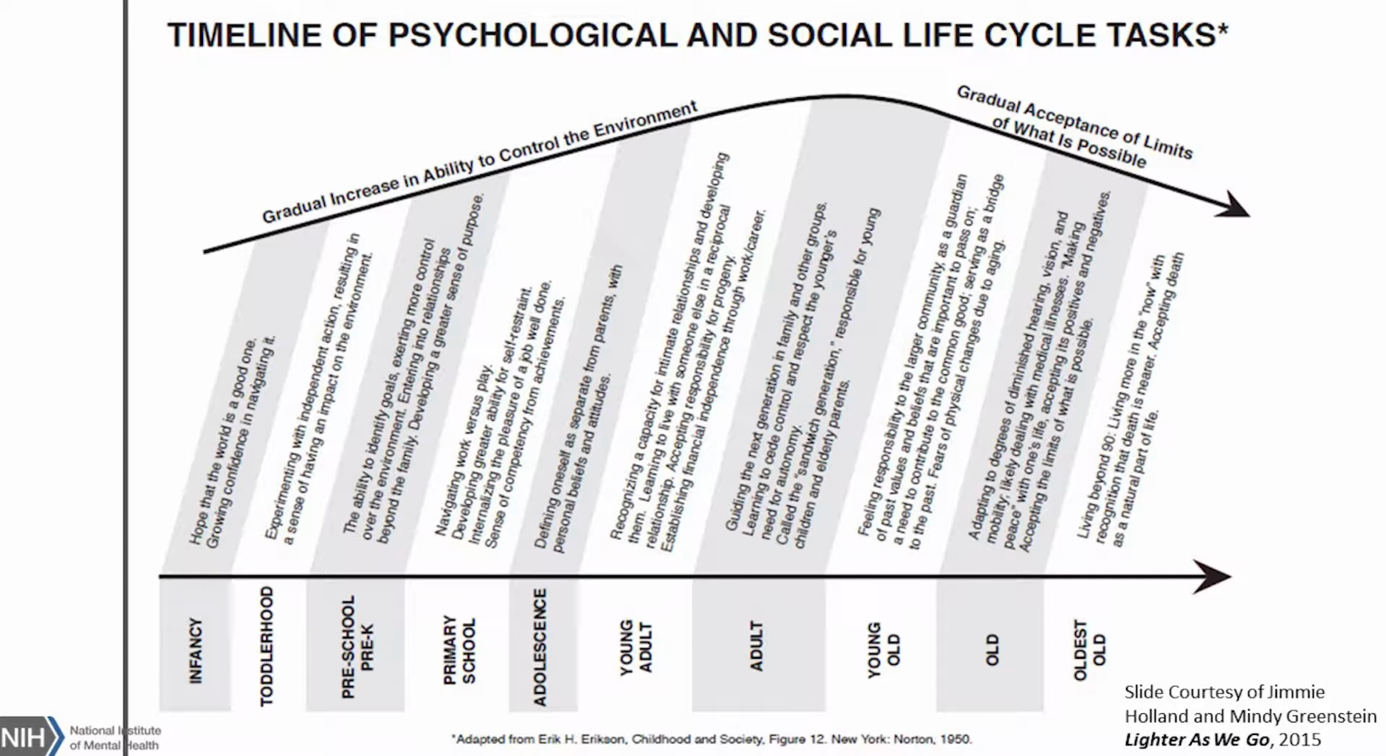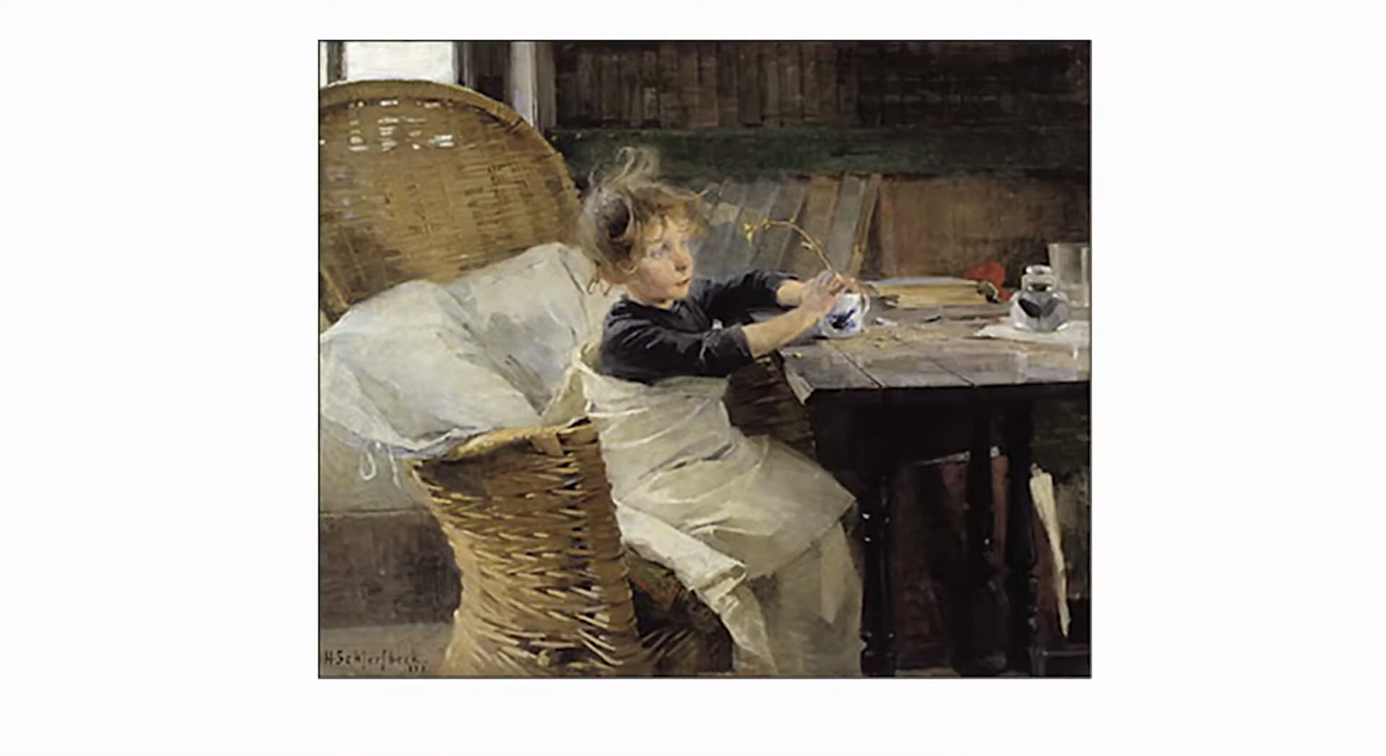So just to say that there's a lot more development that goes on after 50, right? And we still have milestones to achieve, but you do see there's a little difference in gradual increase in ability to control the environment as opposed to gradual acceptance of the limits of what is possible. So we're always developing. But when you're sick, how is that affected?